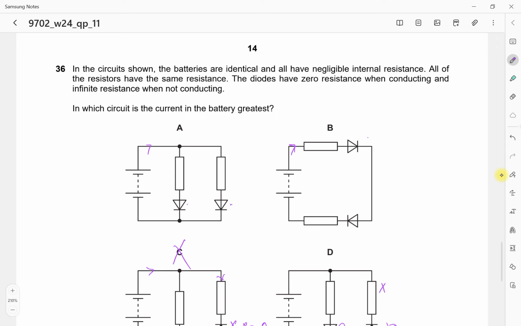So in which circuit is the current in the battery greatest? So this diode is conducting and this is conducting, so their resistance here is going to be zero. Therefore, total resistance here is going to be lower because these resistors are in parallel, so the answer is going to be A. It can't be B because the resistors are in series. Total resistance is higher than before, so here the current is low because this one has a higher resistance, because resistors are in series.